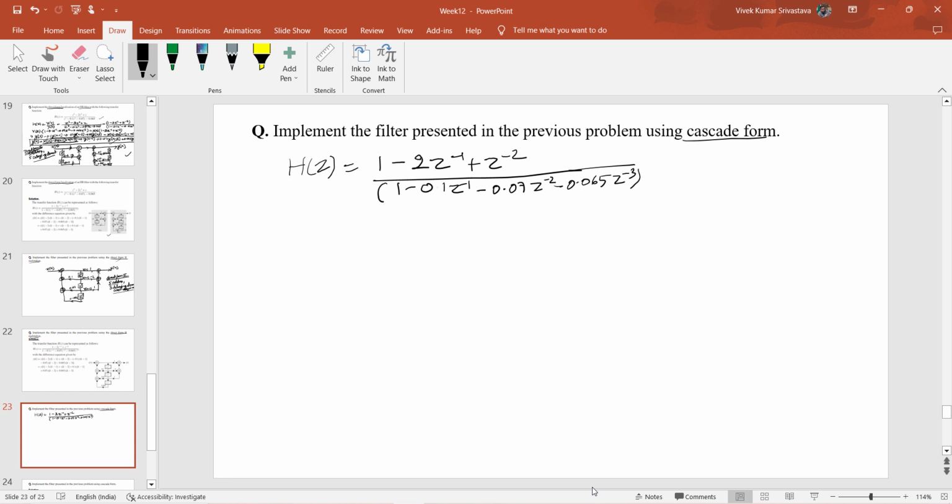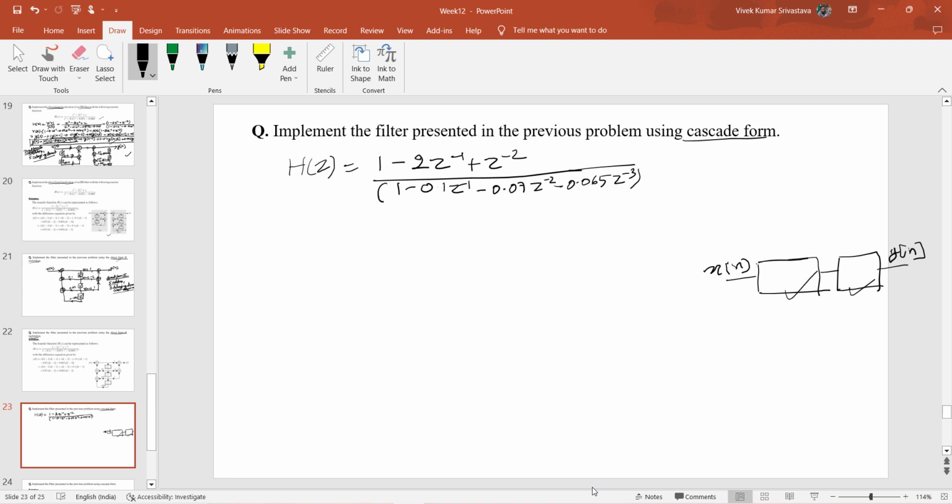Okay, so cascade form means you have to use a sub-filter kind of structure, and then connect them in series. So this basically represents the cascade form. For that we have to first factorize this in a single order or double order form.